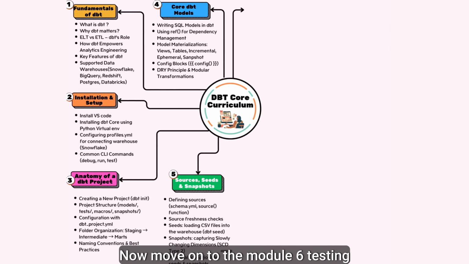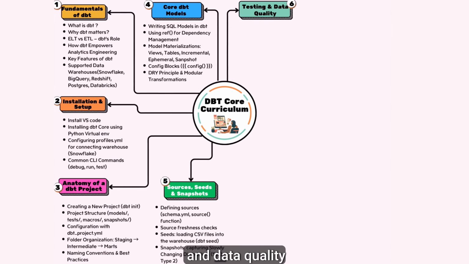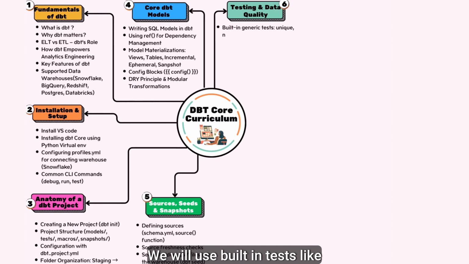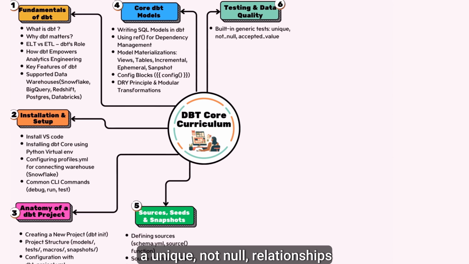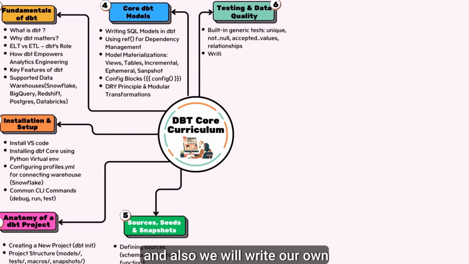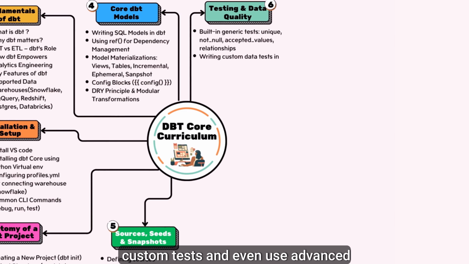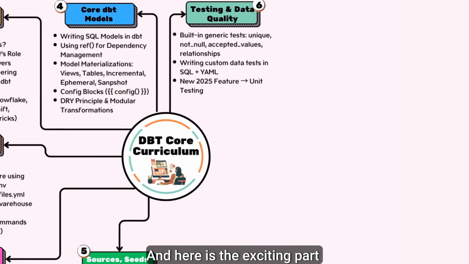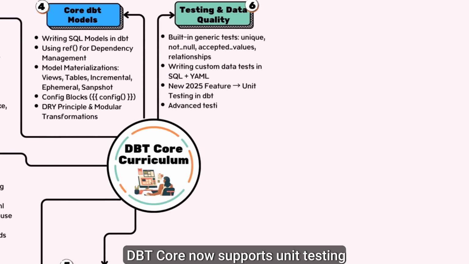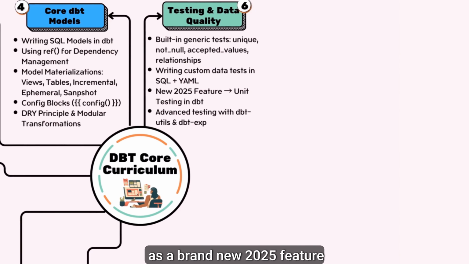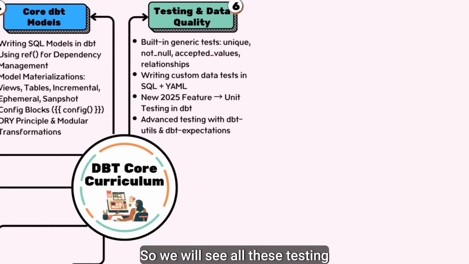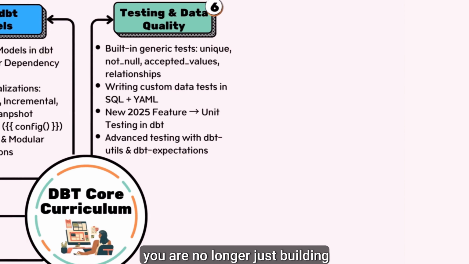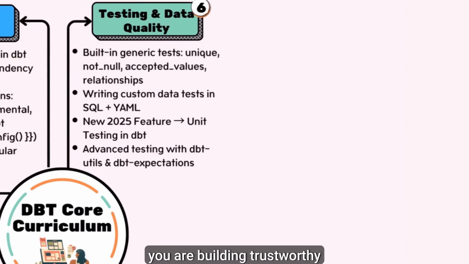Now, move on to module 6, testing and data quality. Testing is non-negotiable for anyone working with data. We'll use built-in tests like unique, not null, and relationships, and also we will write our own custom tests and even use advanced packages like dbt expectations. And here's the exciting part. DBT Core now supports unit testing as a brand new 2025 feature. So we'll see all these testing capabilities provided by DBT Core as part of this module. With this module, you are no longer just building pipelines, you are building trustworthy pipelines.